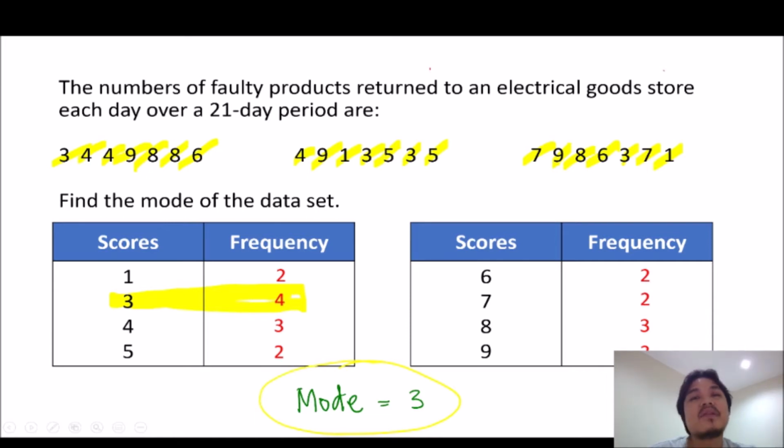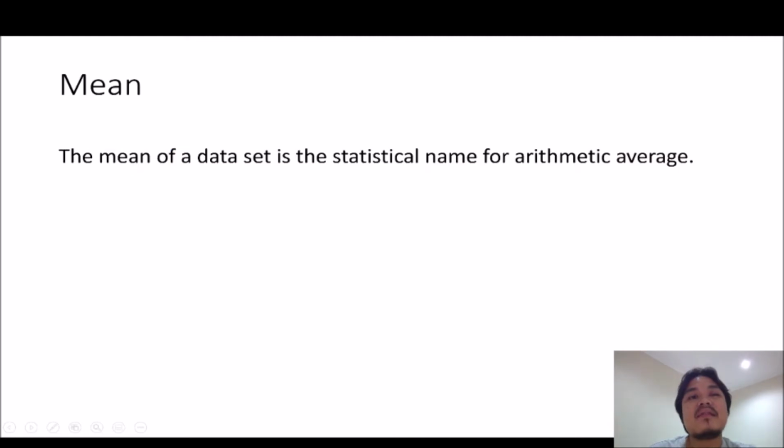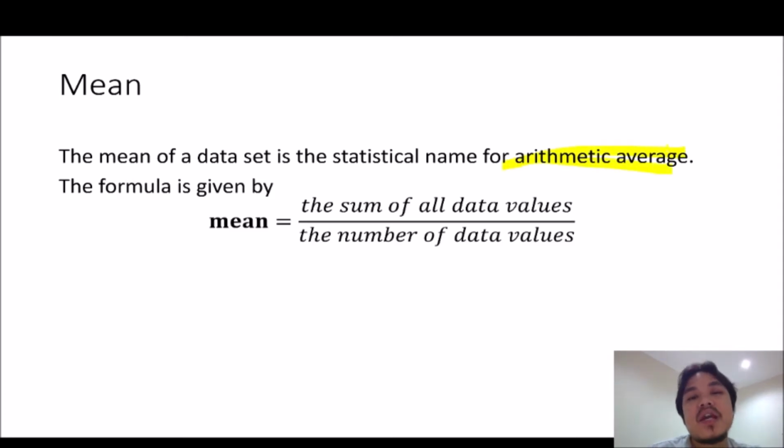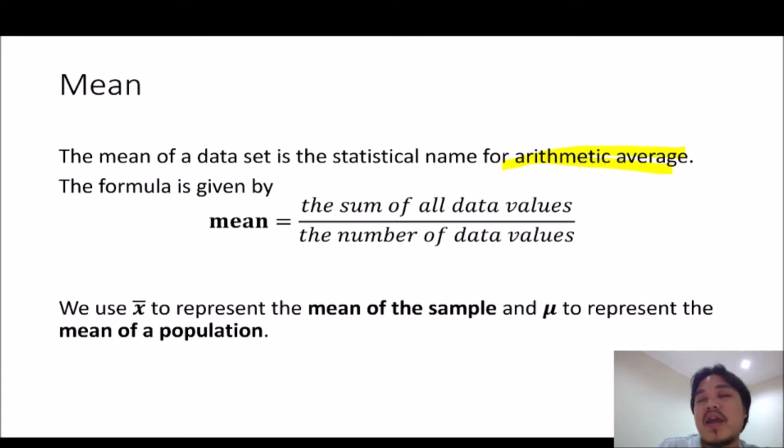Okay, let's now proceed to the second measure of central tendency, which is the mean. The mean of a data set is the other term for arithmetic average. To find the mean of the data set, we can use the formula: the sum of all data values over the number of data values. There are two symbols for representing the mean, and those are x bar and mu. x bar is used when the mean represents a sample, and mu when the mean represents the population.